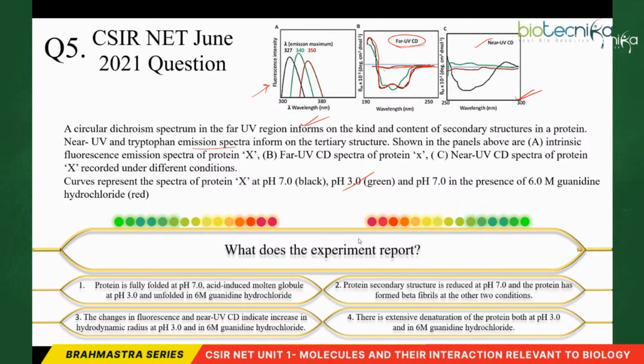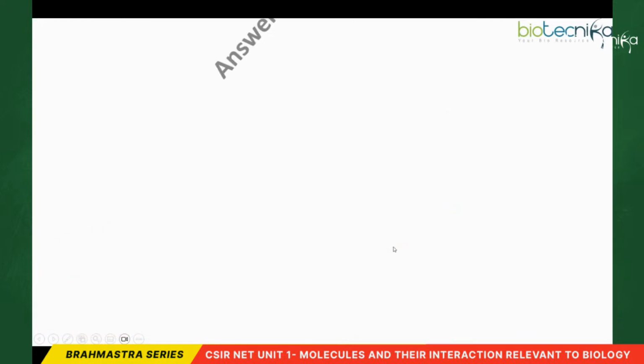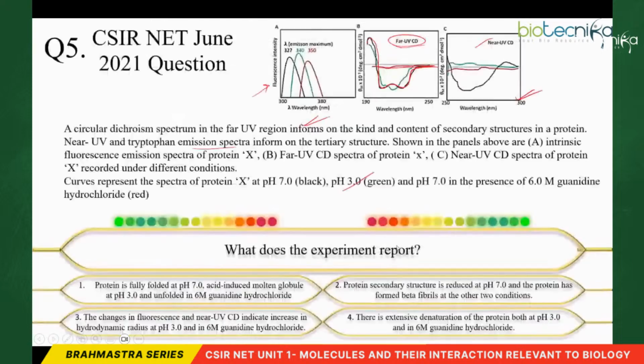What do you think? Like whether protein is fully folded at pH 7, or protein is reduced at pH 7, or what happens, or there is extensive denaturation both at pH 3 and in 6 molar guanidine hydrochloride. Changes in fluorescence and near UV indicate increase in hydrodynamic radius at pH 3. So what is this? Yes. So option 1 is the right answer. Protein is fully folded at pH 7.